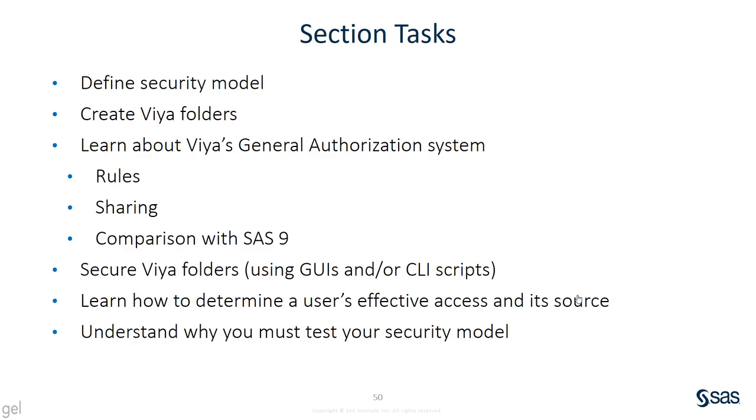We'll do a little bit of comparison with 9.4 in terms of the SAS 9 authorization system compared to the general authorization system. And then in the hands-on, you're going to create some folders and set some security up on the folders. Once you've done that, we'll also look at how to look at a particular resource and see a user's effective access to it and what are the reasons that they get that access or don't get that access. And then we'll look at testing a security model, which is important. Once you've set it up, you want to be able to test it to make sure it's doing its job.